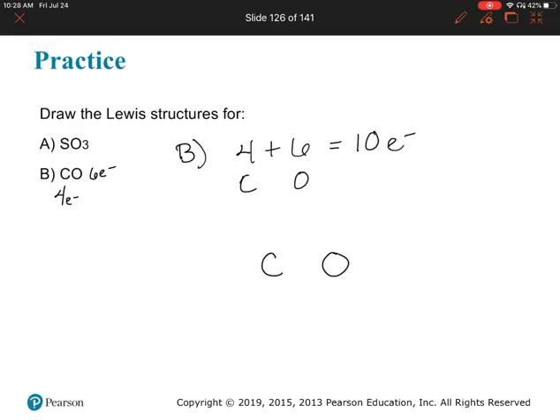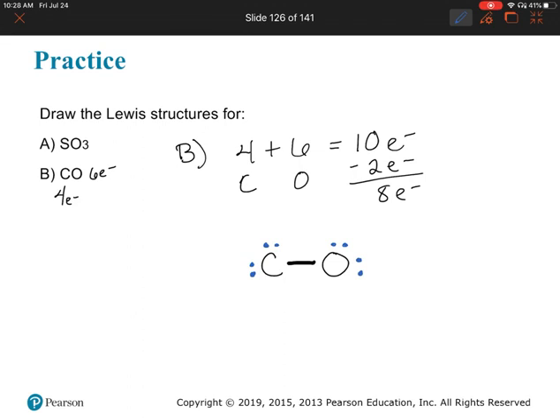I'm going to draw a bond between them. So I've used up 2 electrons, and that's 8 electrons left. I think I'm going to divide the electrons equally between them. I'm going to put 4 electrons on carbon, and I'll put the other 4 on oxygen, because typically molecules like to be symmetrical anyway, so I'll just start there.